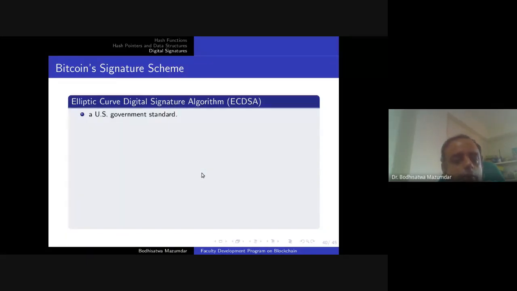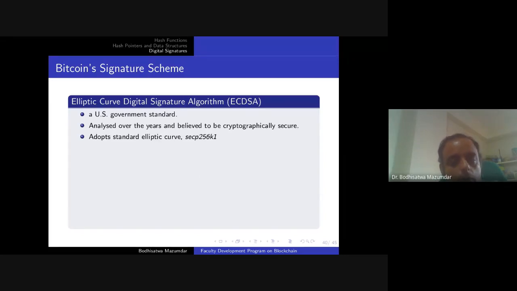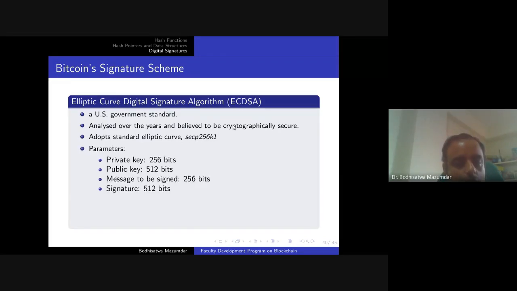This elliptic curve digital signature algorithm is a US government standard, and it is proven to be cryptographically secure. The standard elliptic curve used is secp256k1. It has a private key and a public key. The private key is of 256 bit, the public key is of 512 bit, and the message to be signed is of 256 bit.